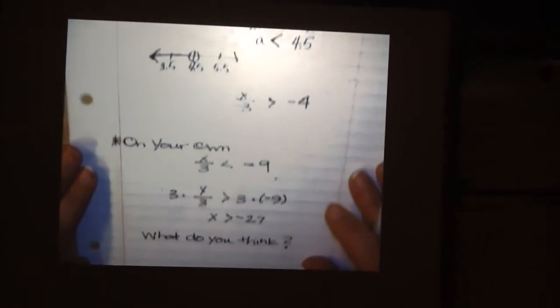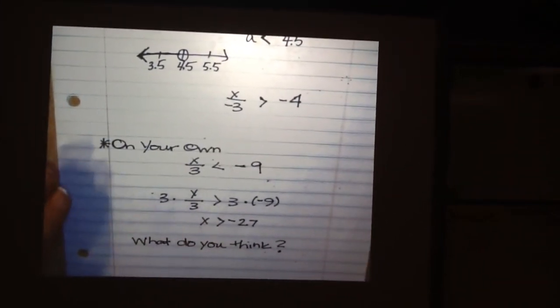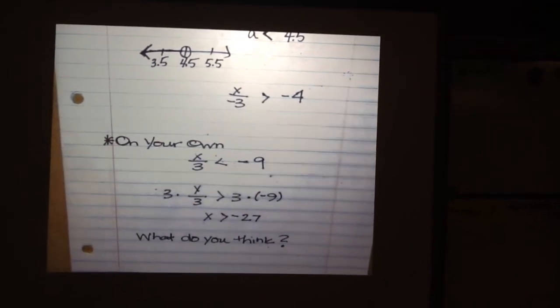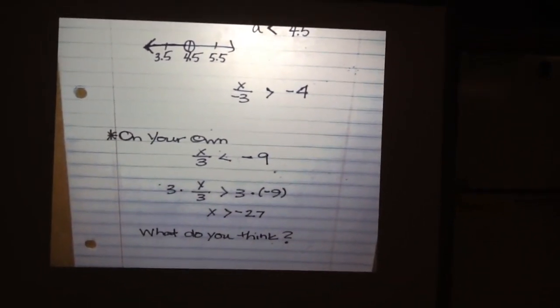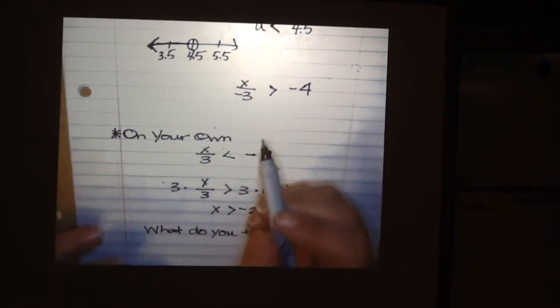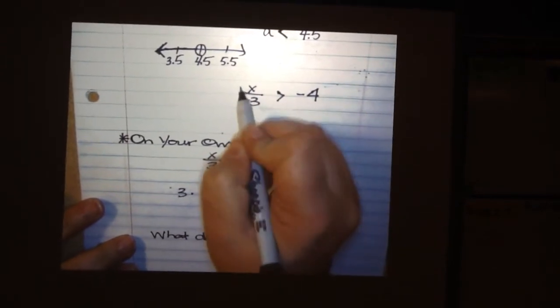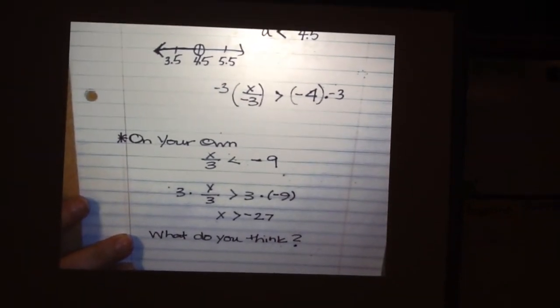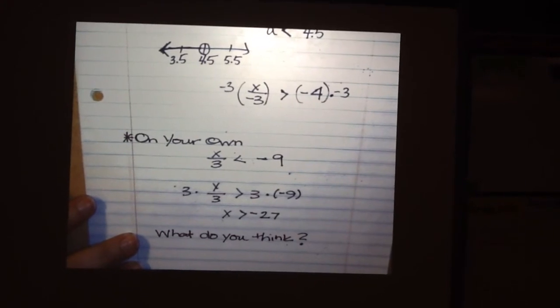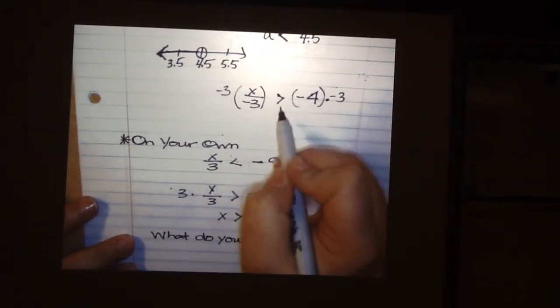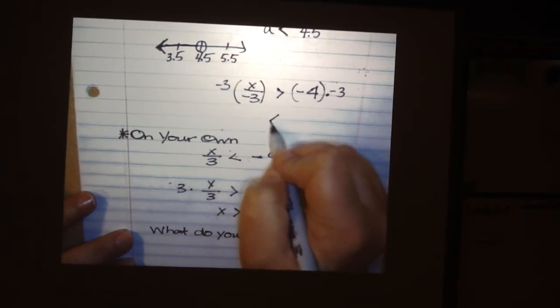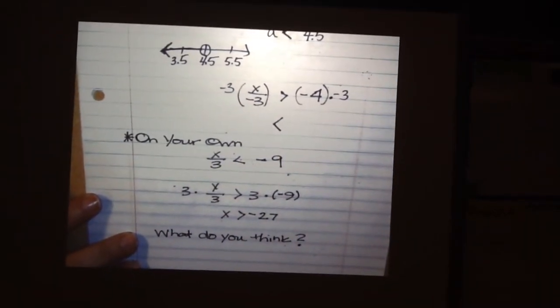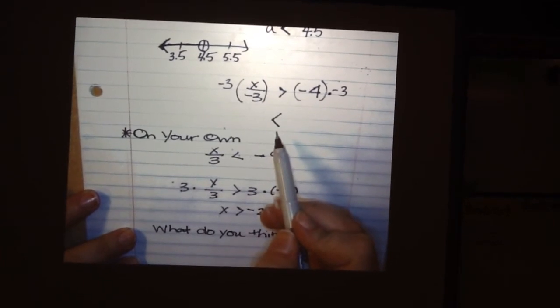Okay, second problem. We have x divided by negative 3 is greater than negative 4. This is a division problem, which means we are going to do the opposite. Multiply by negative 3. Now we multiplied by a negative, so our rule says that we need to flip our sign. We are going to change this greater than sign to a less than sign. I do that right away, not to forget.